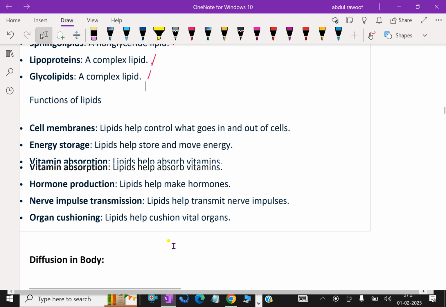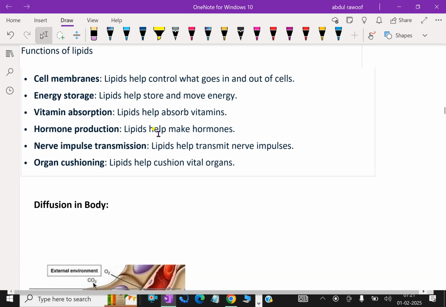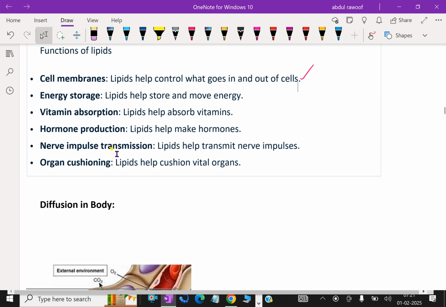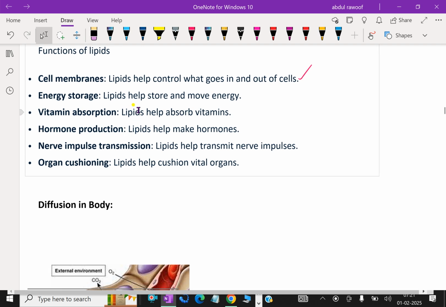Functions of lipids. Cell membranes: lipids help control what goes in and out of the cells. Energy storage: lipids help store and move energy. Vitamin absorption: lipids help absorb vitamins.